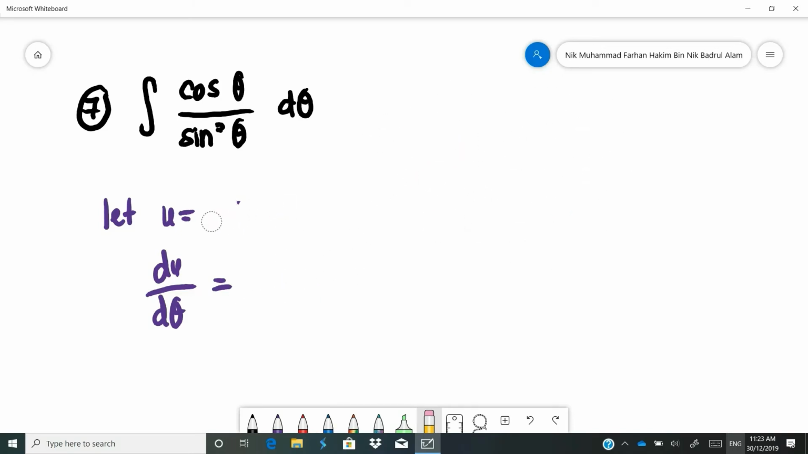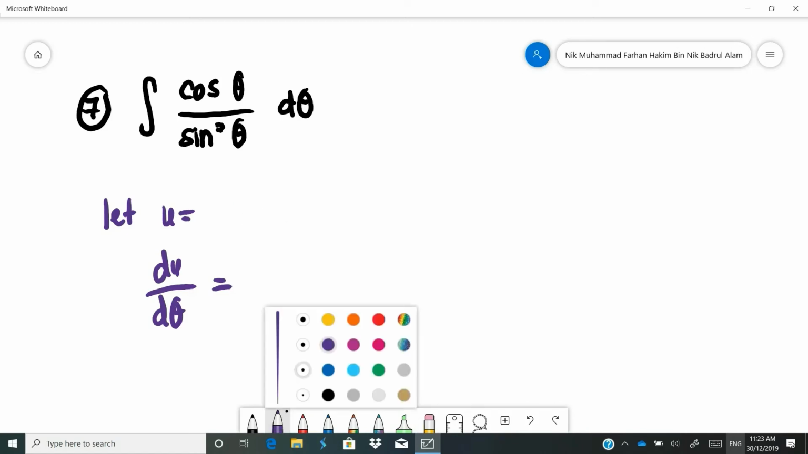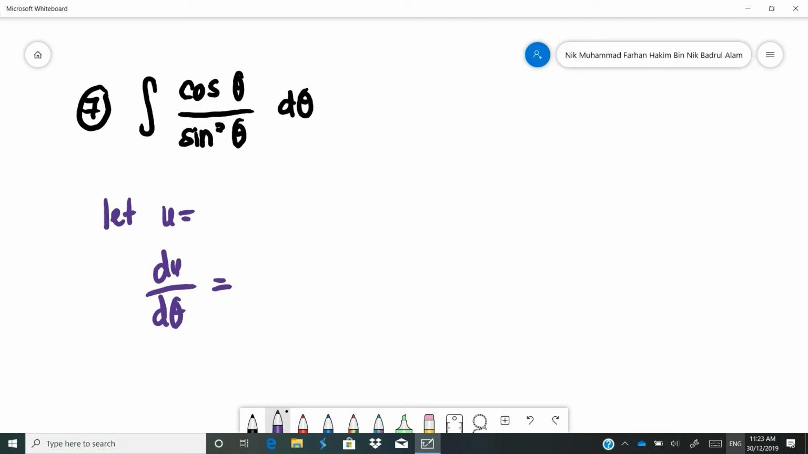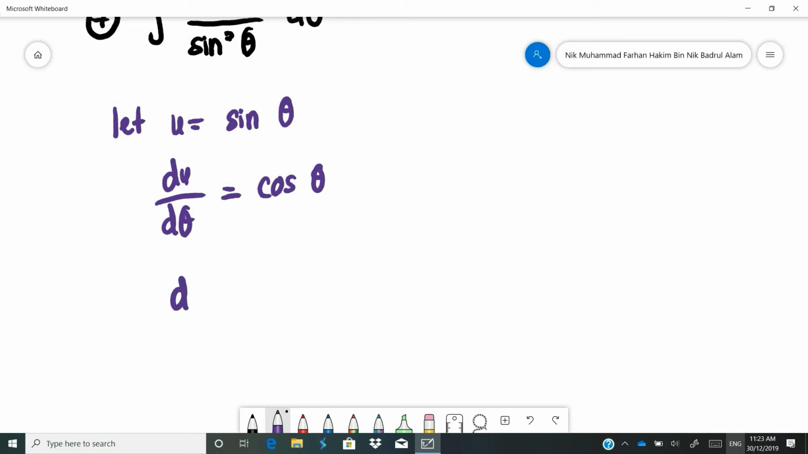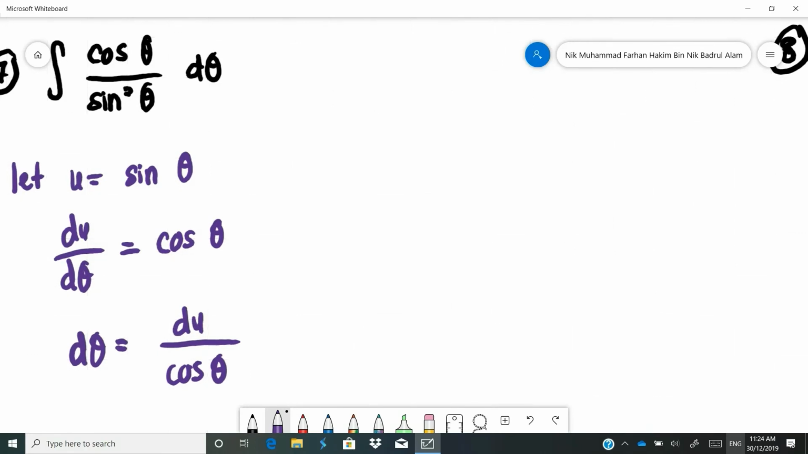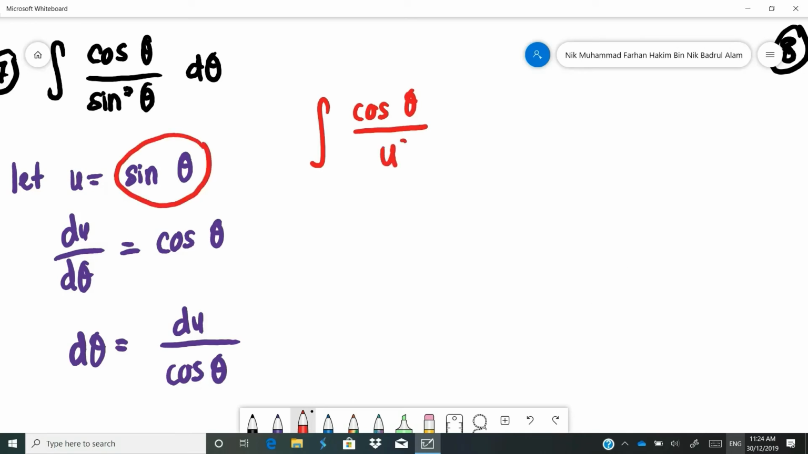So in this case, you have to choose u as sine theta. Why not sine square? Because when you try to differentiate sine square, it is very, very complicated. So you choose sine theta, you differentiate that one, you get cos theta. Then you let d theta be the subject, so it becomes du over cos theta. So we try to substitute. You'll have cos theta over u squared, since u is sine theta, and d theta is du over cos theta. And we can easily see that this cos theta and cos theta can be cancelled out.